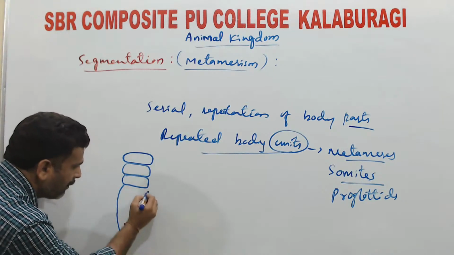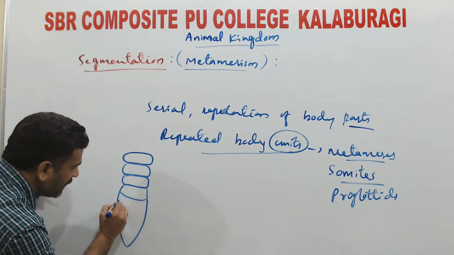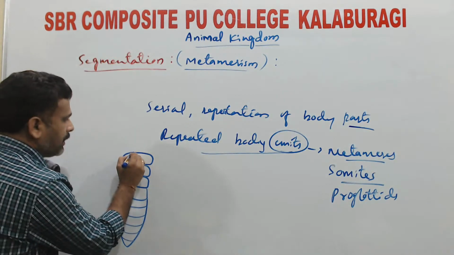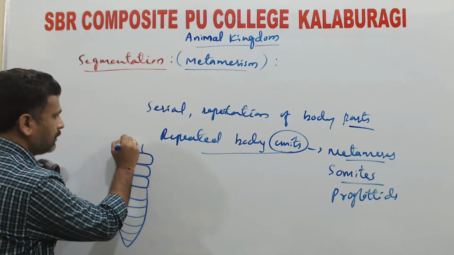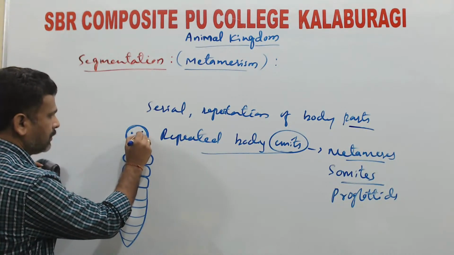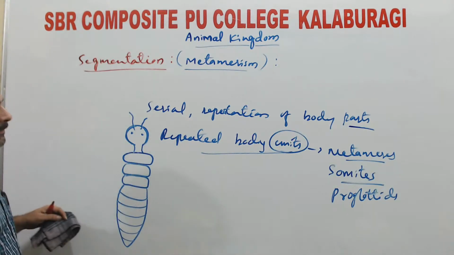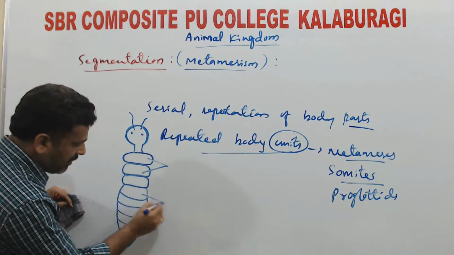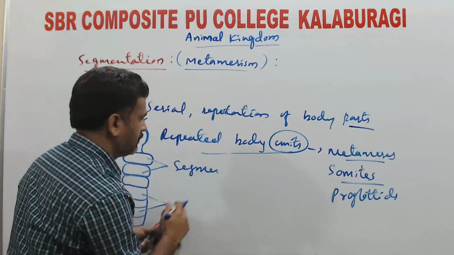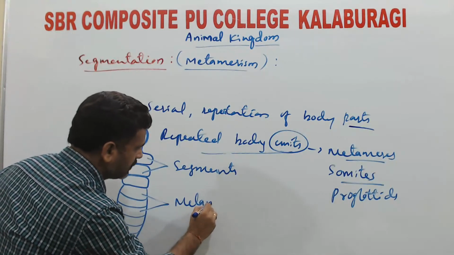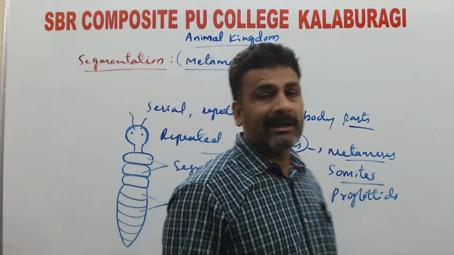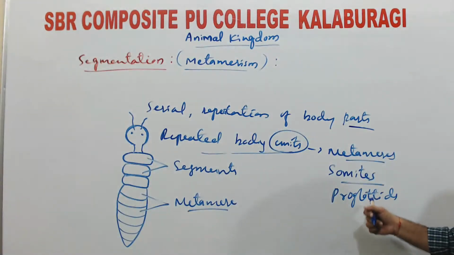Then here is the abdominal wall. The abdominal wall also possesses the repeated serial units. Like this, these are referred to as segments. A single segment is called a metamere. The single segment is also called a somite. The single segment is also referred to as proglottids, but in a different group of organisms.